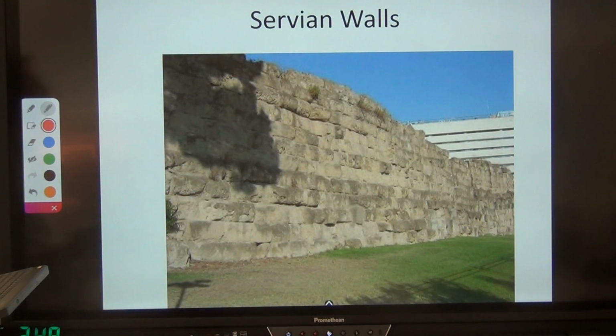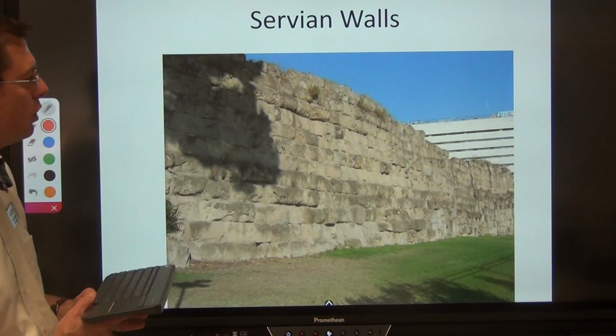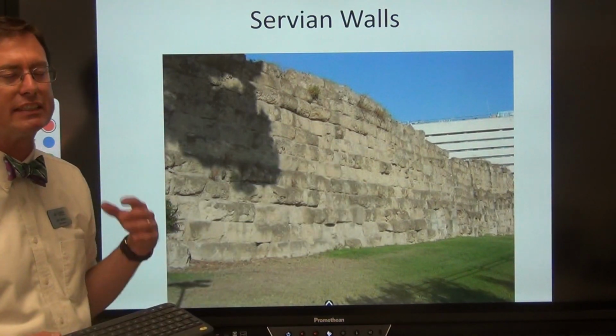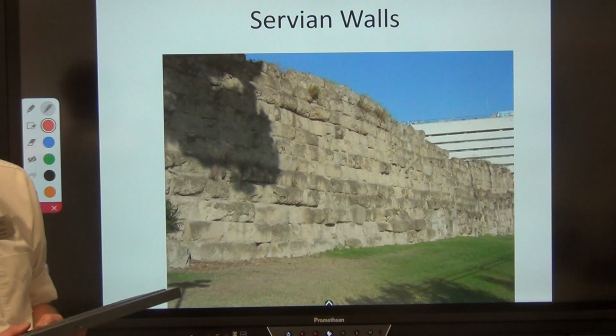He builds the first walls that are going to encompass all 7 hills of Rome, and they are known, of course, as the Servian walls, and here you can see some of the remnants of what we know of as the Servian walls. He also is going to build what we know as the Tullianum, or the Mamertine prison.